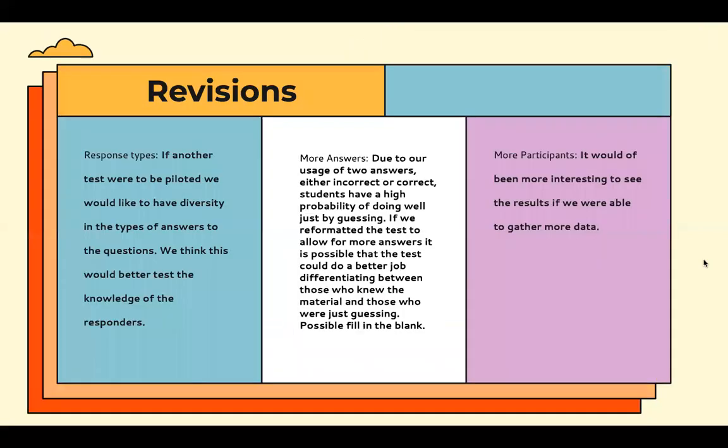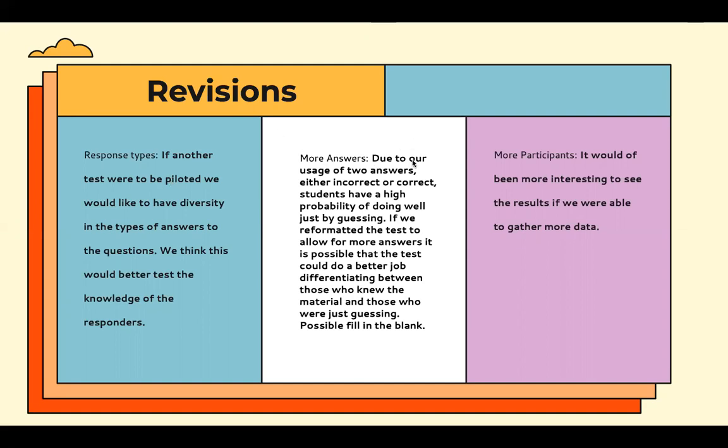And now I'm going to move on over to our revisions and what we would do next if we were to pilot this once more. We both decided that maybe the response types should vary. If another test were to be piloted, we would like to have some more diversity in the types of answers to the questions. We think this would better test the knowledge of the responders. Moving on to that, I think maybe a variety in the types of questions that we give the test takers could definitely help better display their knowledge and understanding of the concept of gendered nouns and articles.